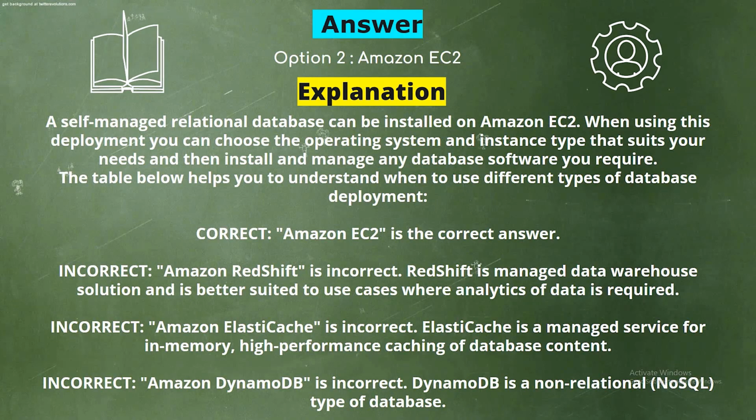Explanation. A self-managed relational database can be installed on Amazon EC2. When using this deployment, you can choose the operating system and instance type that suits your needs and then install and manage any database software you require. The table below helps you to understand when to use different types of database deployment. Correct, Amazon EC2 is the correct answer. Incorrect, Amazon Redshift is incorrect. Redshift is a managed data warehouse solution and is better suited to use cases where analytics of data is required. Incorrect, Amazon ElastiCache is incorrect. ElastiCache is a managed service for in-memory, high-performance caching of database content. Incorrect, Amazon DynamoDB is incorrect. DynamoDB is a non-relational, NoSQL, type of database.